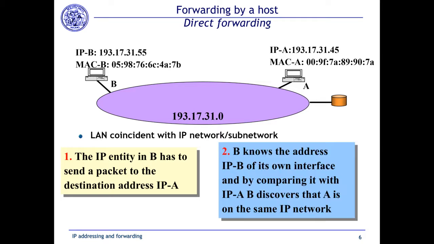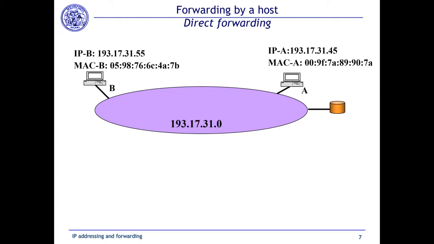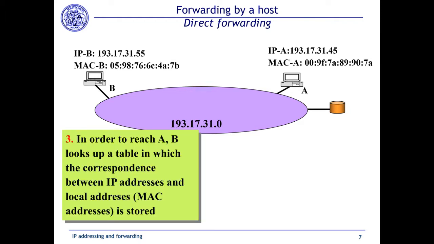So the first operation carried out by the IP layer in B is to compare the destination address with the address of its local interface. And by this comparison, B is able to discover that A belongs to the same IP net as B. So they are connected on the same network. So this tells B that the forwarding must be done in the direct mode. How to reach A?